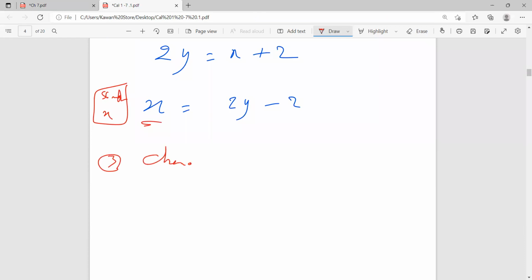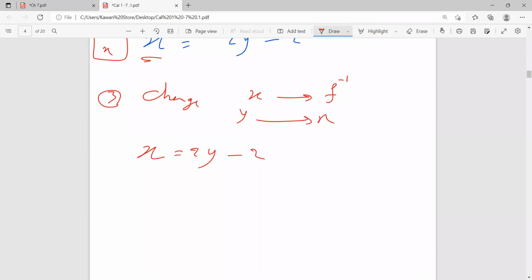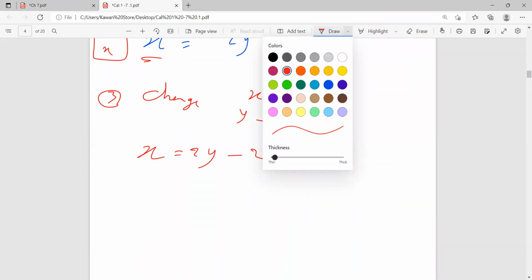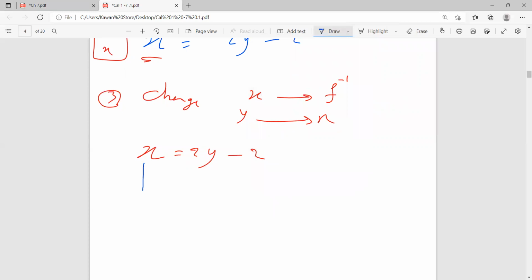The third rule, or the third step, is: change x to f inverse, and y to x. What do you mean by that? We have x is equal to 2y minus 2. So I'm going to apply the third step. How? Just look at it. Change that one to f inverse, and change that one to x minus 2.